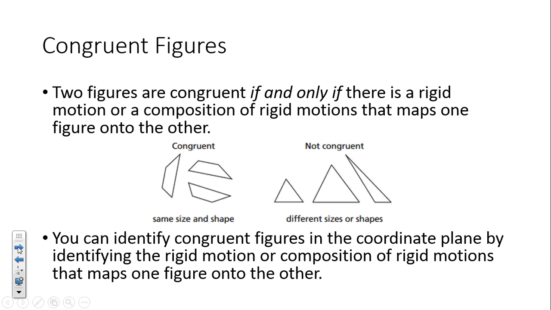So first of all, only write what you need to on this slide. These are your notes. Whatever you need to write to make sense is what you should be writing down. But two figures are congruent if and only if there is a rigid transformation or composition of rigid transformations that maps one figure onto the other. Okay? They get to be congruent if there's translations, reflections, or rotations that take one to the other.